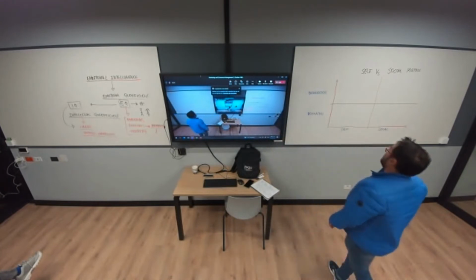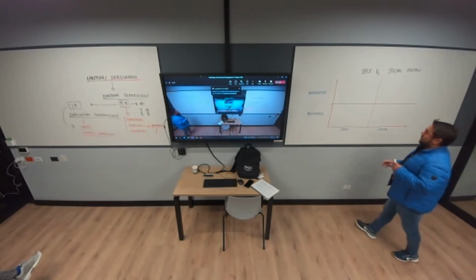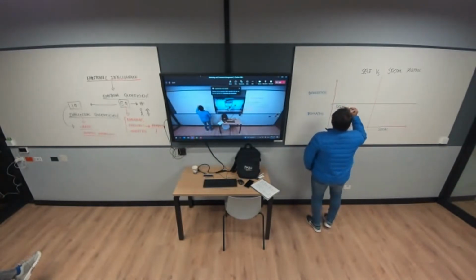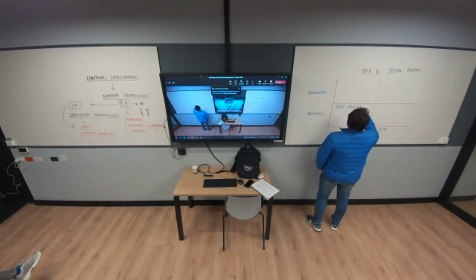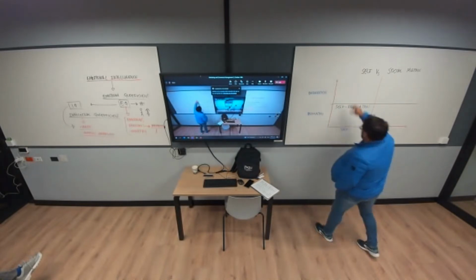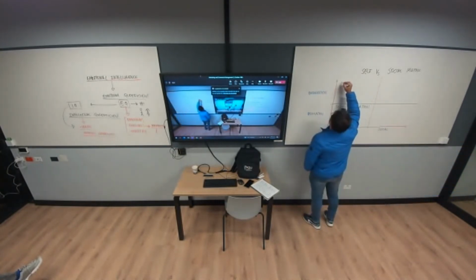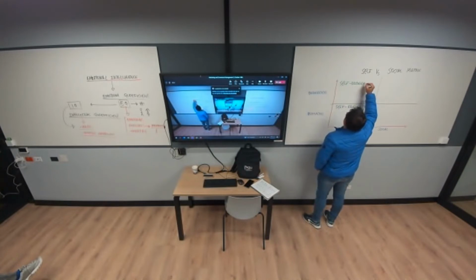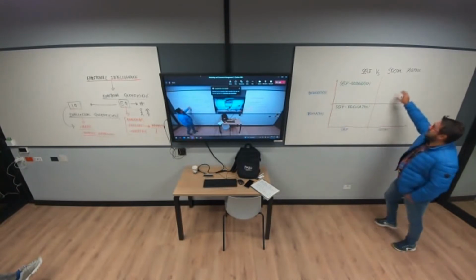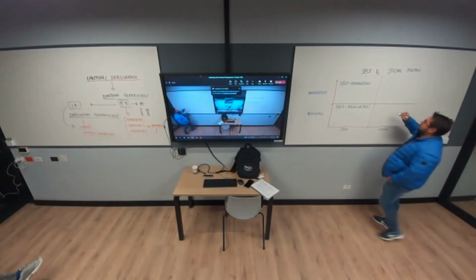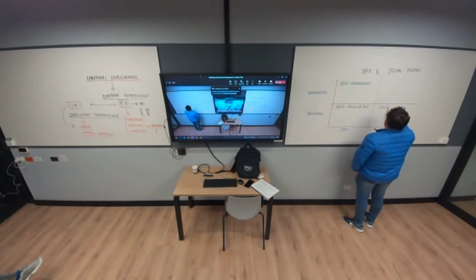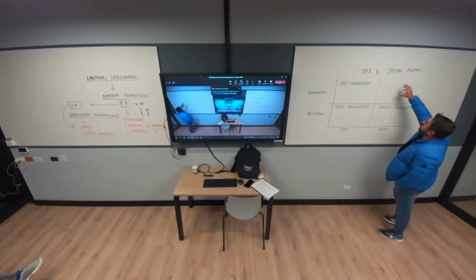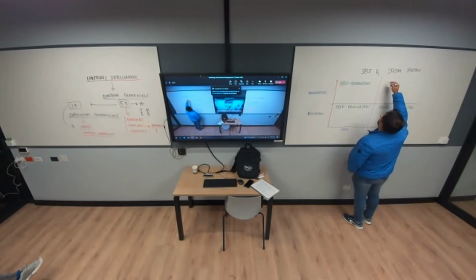Let's write first the definition of every quadrant, and then you write the name. In this one, you have self-regulation. In this one, we have self-recognition. These two here, we will have social regulation. And here the last one, social recognition.